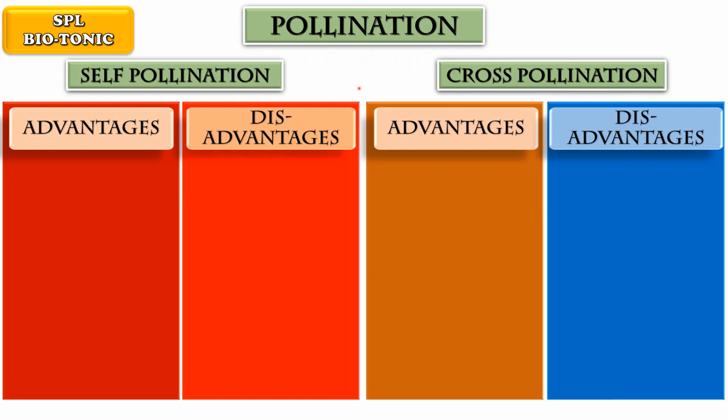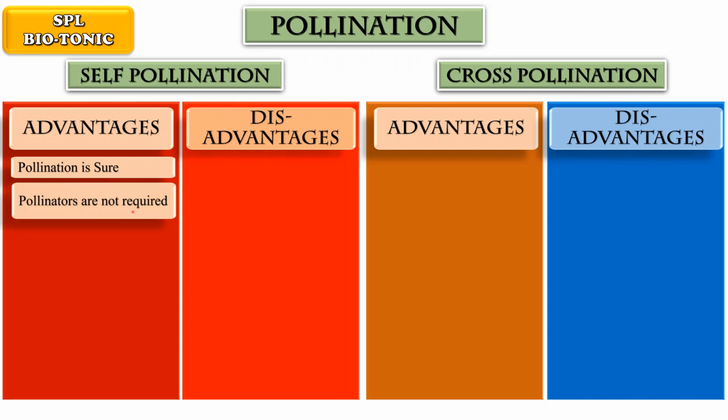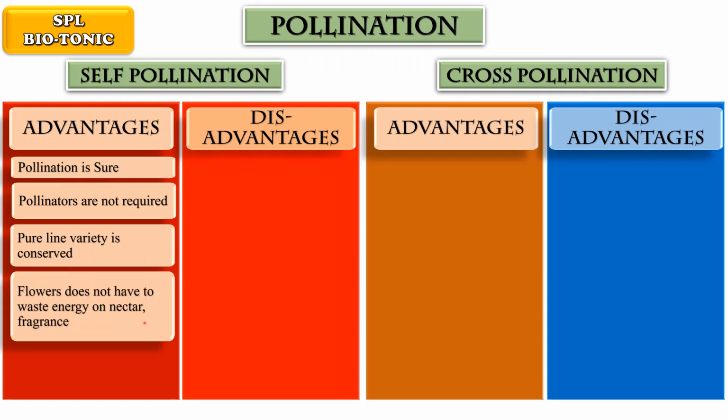Now, if a plant undergoes self-pollination, then there are certain advantages. Here, pollination is sure. Pollinators are not required. Pure line varieties are conserved. Flowers don't have to waste energy on nectar and fragrance. And there is no loss of pollens.